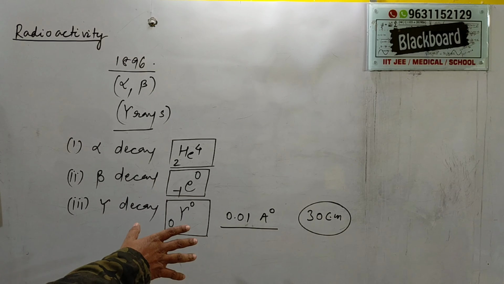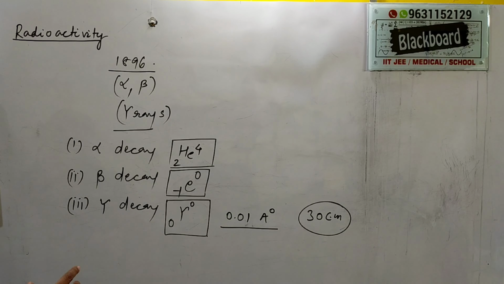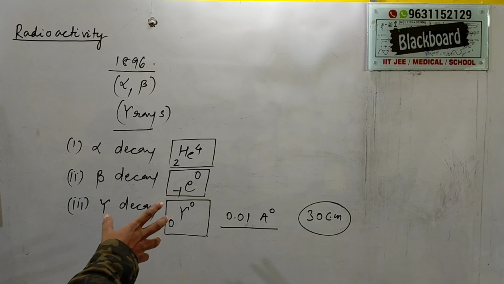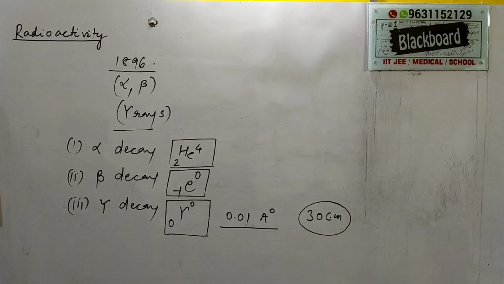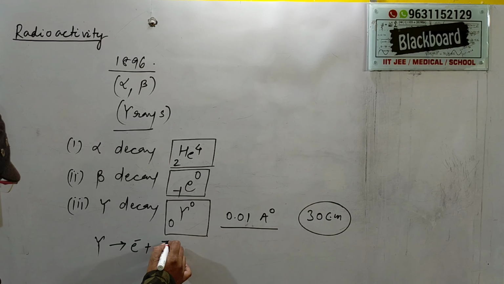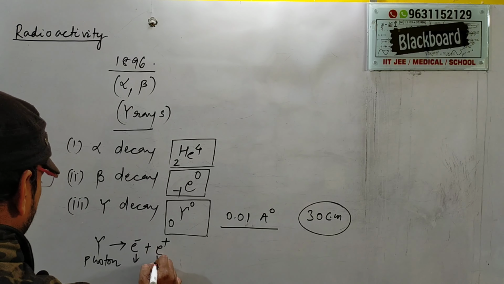Gamma rays have high energy and they can give rise to the phenomenon of pair production. When a photon of gamma rays strikes the nucleus of an atom, its energy is converted into an electron and a positron. So we can say that it will break up like this: this is e minus, e plus. This is the photon, this is the electron, and this is the positron.